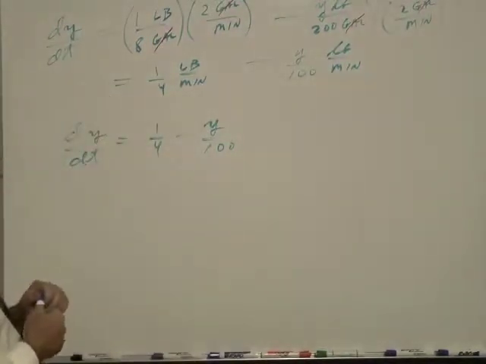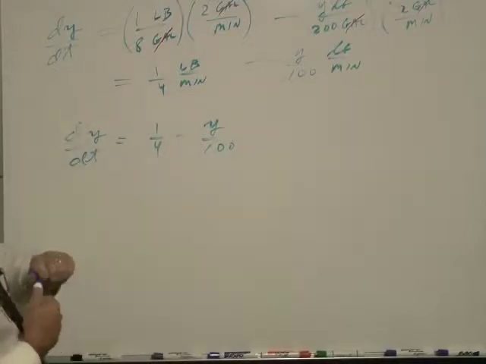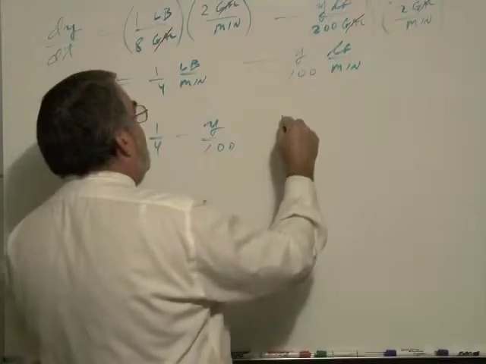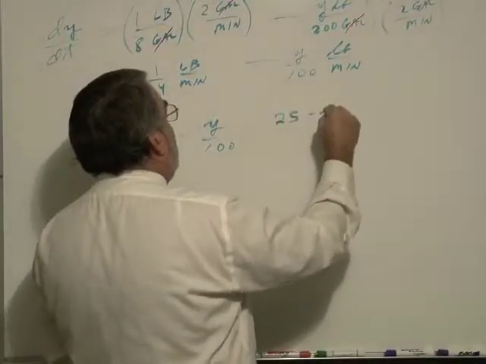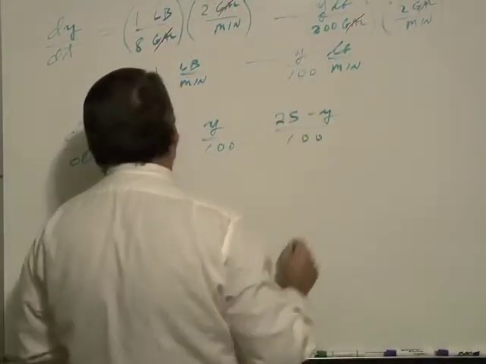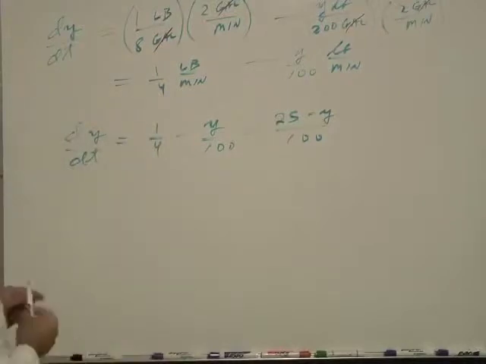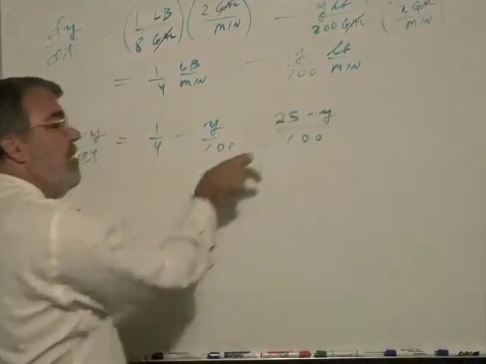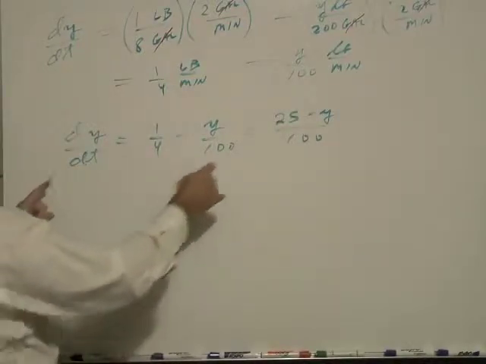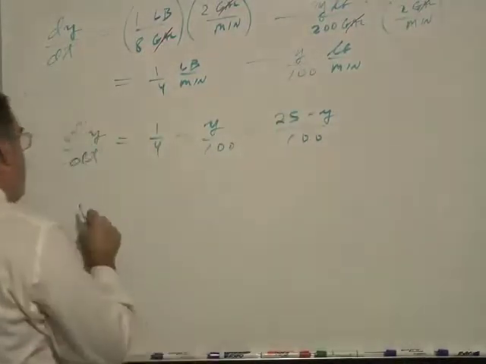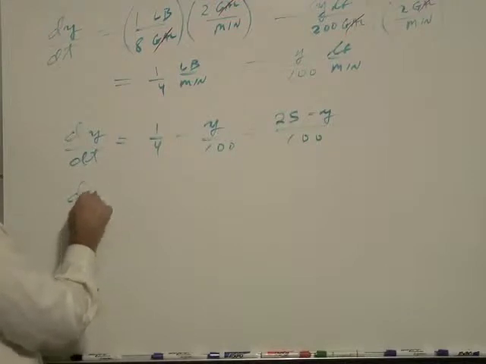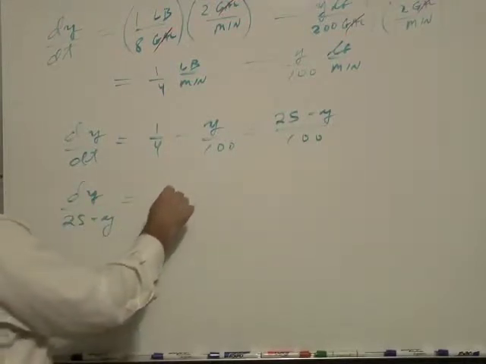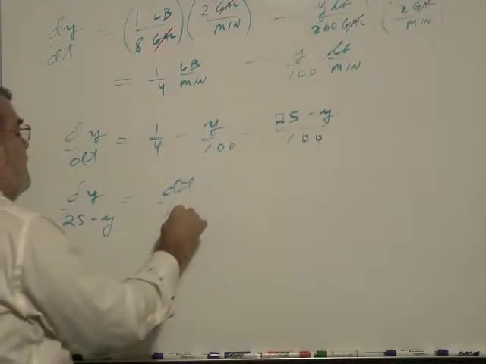We can in this case, but I need to combine these fractions first. So 1/4 is 25 over 100. So combining, I've got 25 minus y over 100. And I'm going to multiply both sides by dt and divide by 25 minus y. So by doing a little bit of algebra here, I've got dy over 25 minus y equals dt over 100.